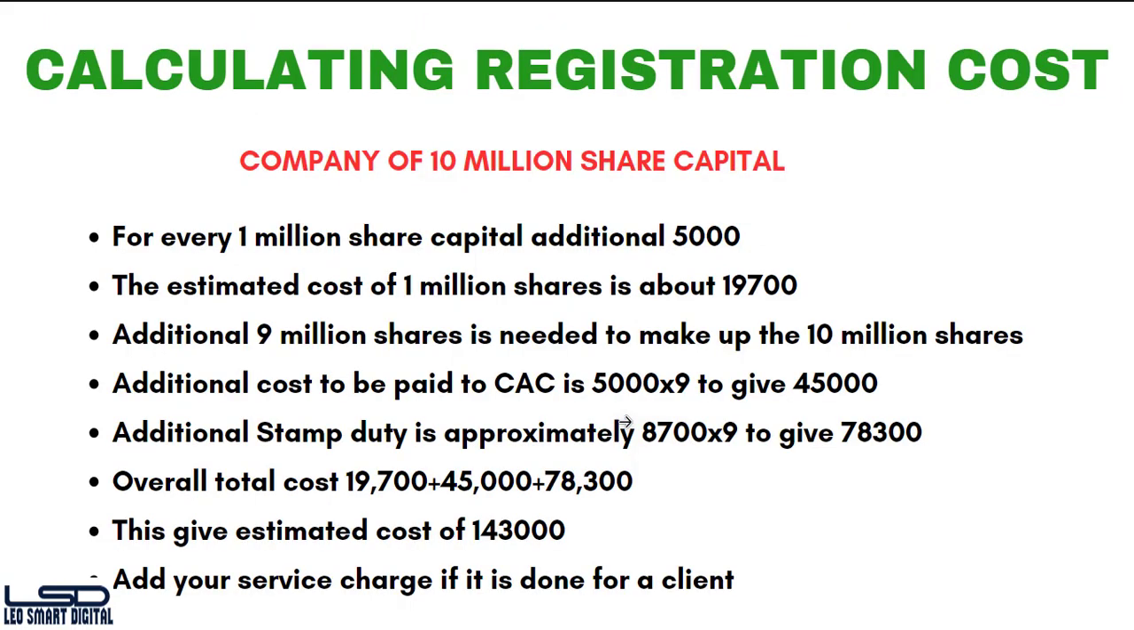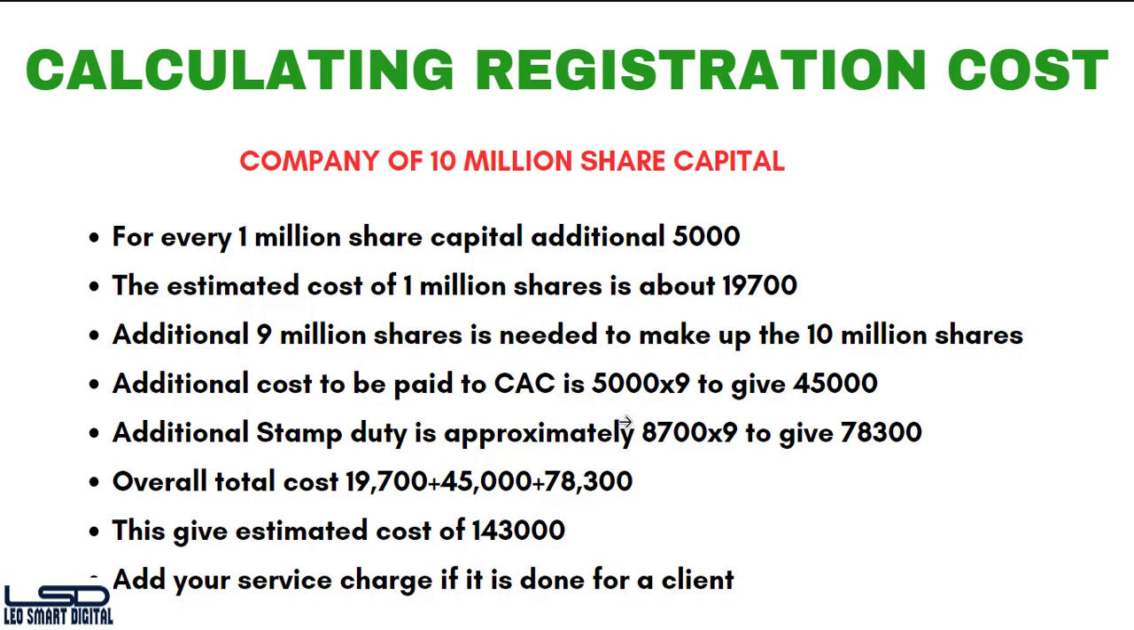So next we'll move to how to calculate a company of 10 million share capital. We also know that this is limited to private companies. If it is public, the ebook I showed has the amount for public: 10,000 per additional 1 million shares between 2 to 500 million, and for 500 million and above, 15,000 naira.